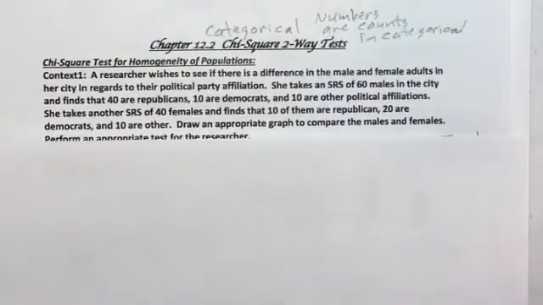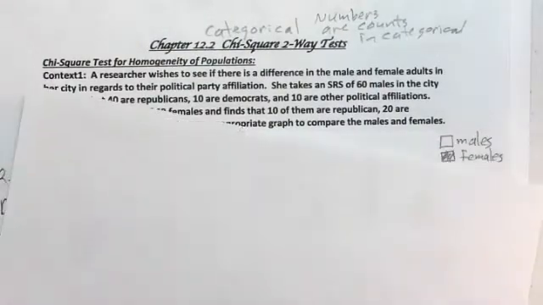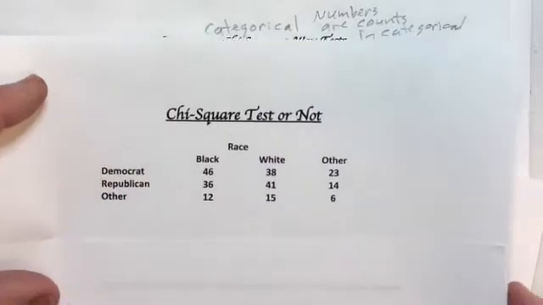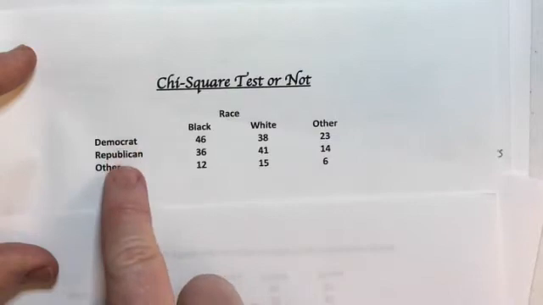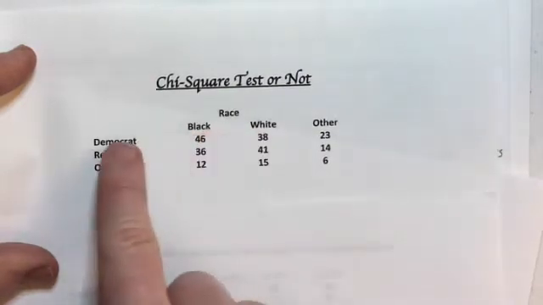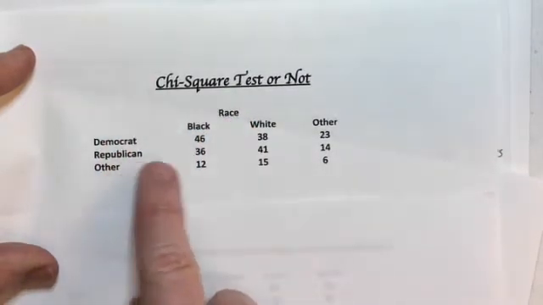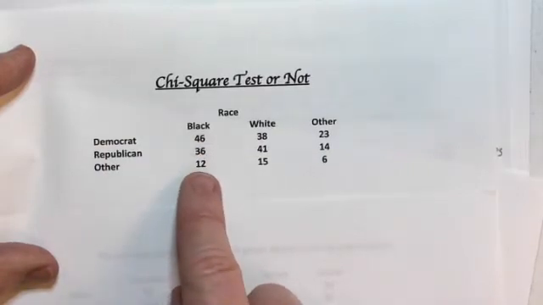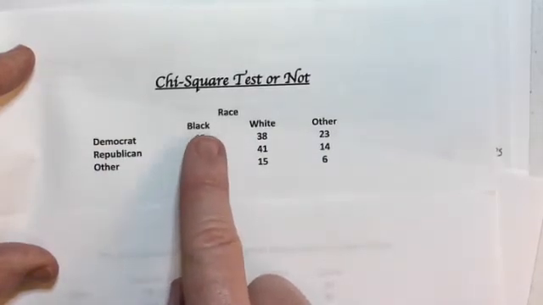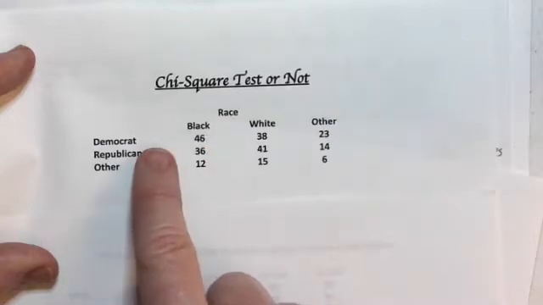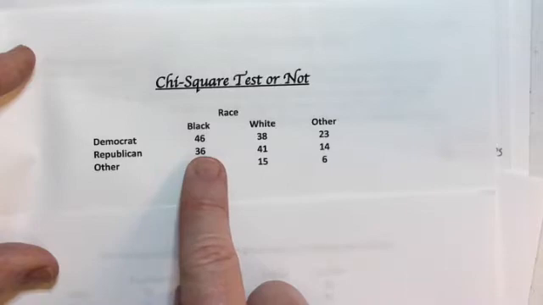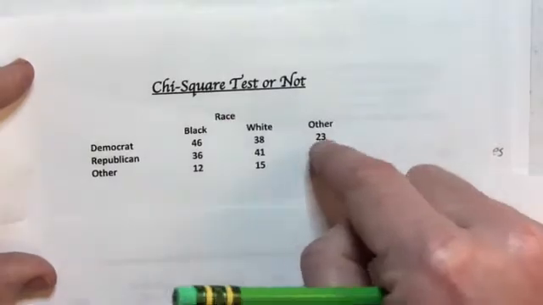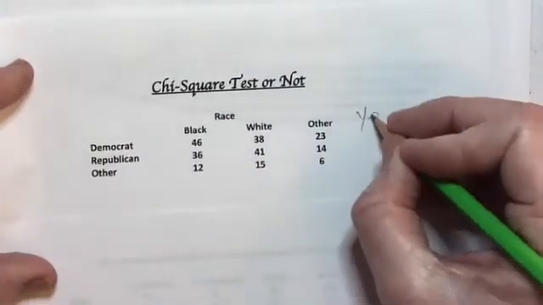Let's look at a couple of examples. And so is this a chi-squared situation or not? So we have nice categorical variables, right? We have is race related to political party affiliation? These numbers are not quantitative. They are counts in categories. This is saying in this group, there's 46 Black Democrats. Okay. It's not like a test score or the amount of time doing something. It's a count in a category. So yes, this is a chi-squared situation.